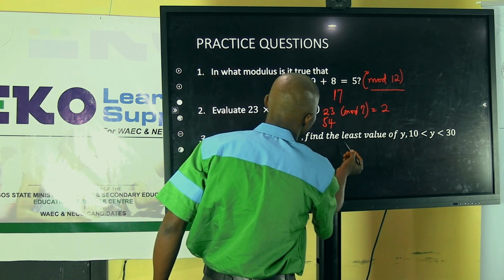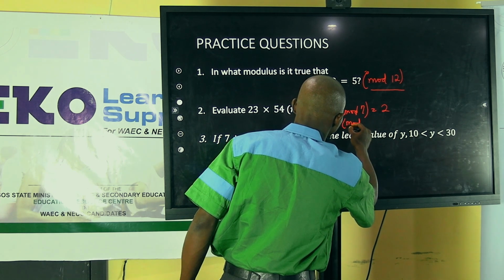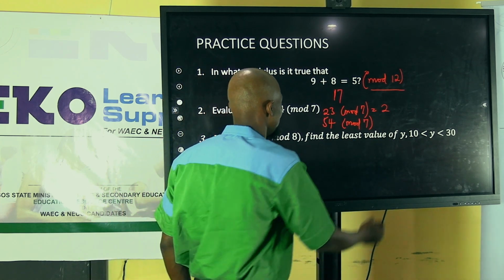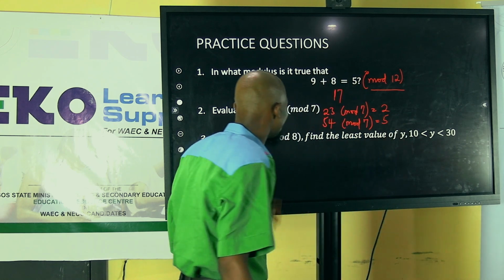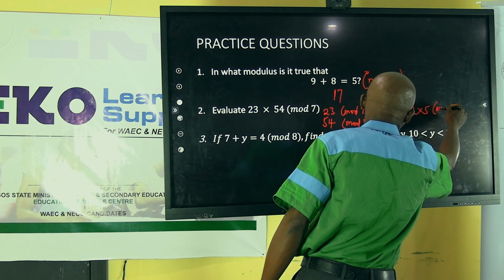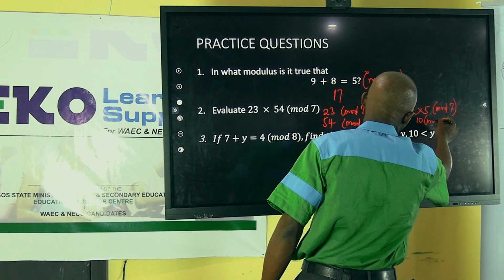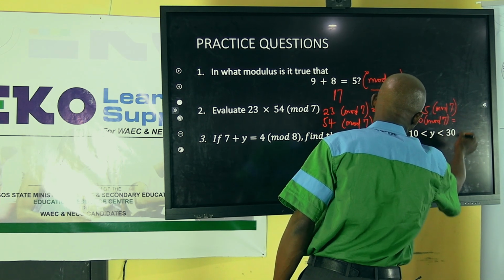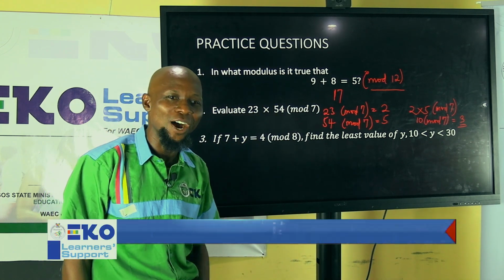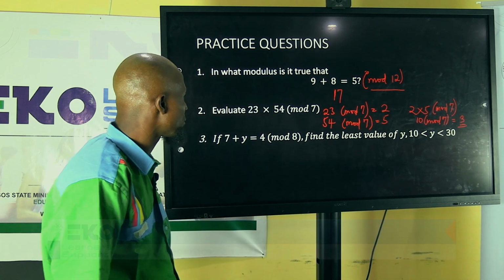54 minus 49 will give us what? That's modulo 7. So 54 minus 49 is 5. Then we can now multiply. 2 times 5 modulo 7. 2 times 5 is 10. So 10 modulo 7. And what is 10 modulo 7? That is 3. Did you get that? Wow, bravo, thank you. So the correct answer to that is 3.